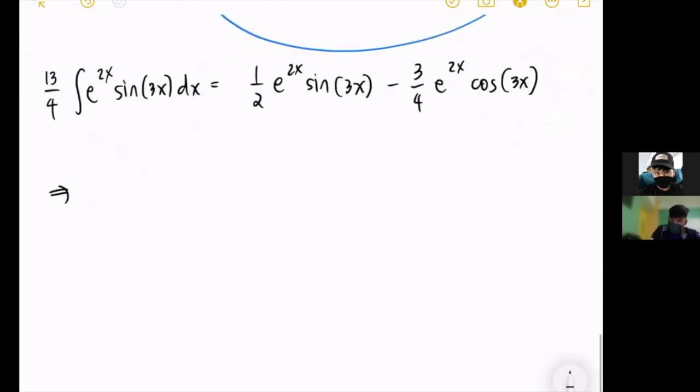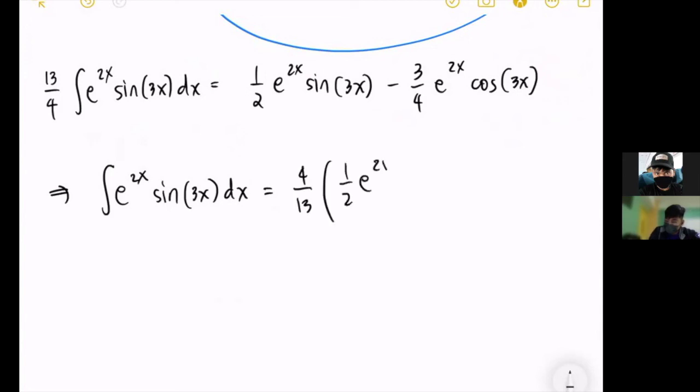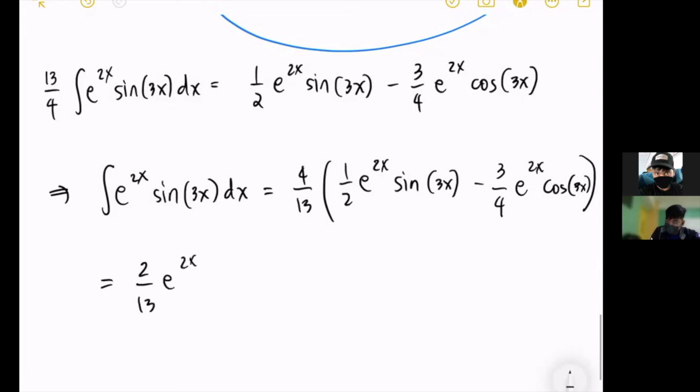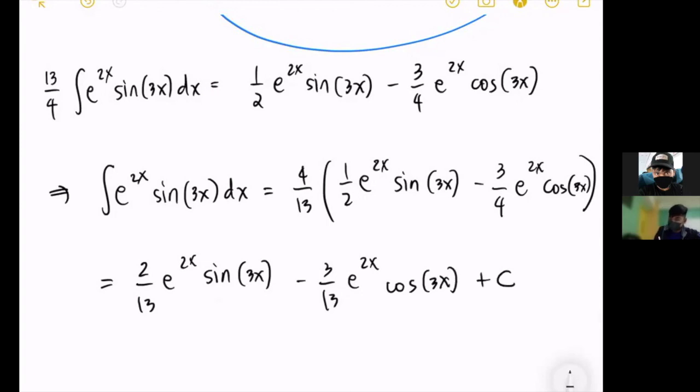And thus, ating original question na ano ba ang integral ng e to the 2x multiplied to the sine of 3x dx ay magiging 4/13 multiplied to 1/2 e to the 2x sine of 3x minus 3/4 ng e to the 2x cosine of 3x. Of course, we can simplify this further para lang mas magandang tignan. 2/13 e to the 2x sine of 3x minus 3/13 e to the 2x cosine of 3x. And of course, do not forget to include your plus c.